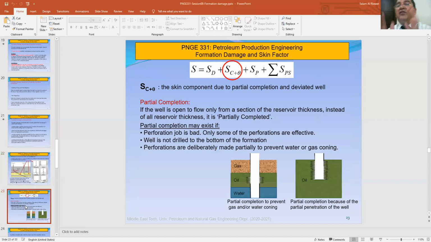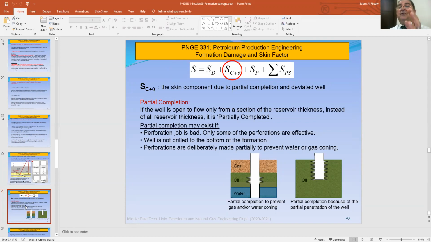Now, we are done with the first category, that is s sub d. Now, it is time to talk about the second category, that is s sub c plus theta. As I said, the c in s sub c goes to the completion. It means the skin factor caused by the partial completion. While in s sub theta, theta goes to what? Goes to the slanted wells. Okay. Now, let us talk about s sub c, the skin factor caused by the partial completion.